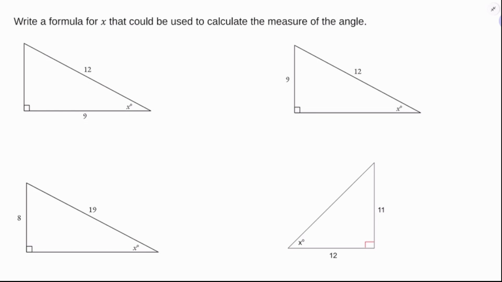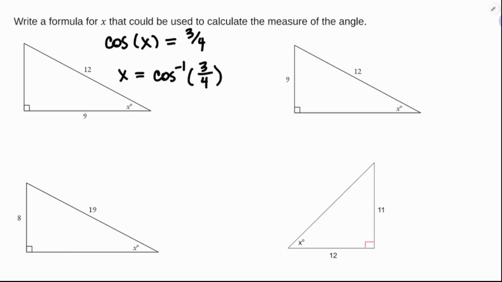So what I'm thinking here for the top left, I've got an adjacent and a hypotenuse, that's cosine. So I'm going to start off with cosine of x equals 9 over 12, and that's 3/4. Okay, now if I want to solve for x, I'm going to hit both sides of this equation with inverse cosine, or arc cosine, and maybe I'll use them interchangeably. I'll just kind of work, and maybe on the next one I'll do arc.